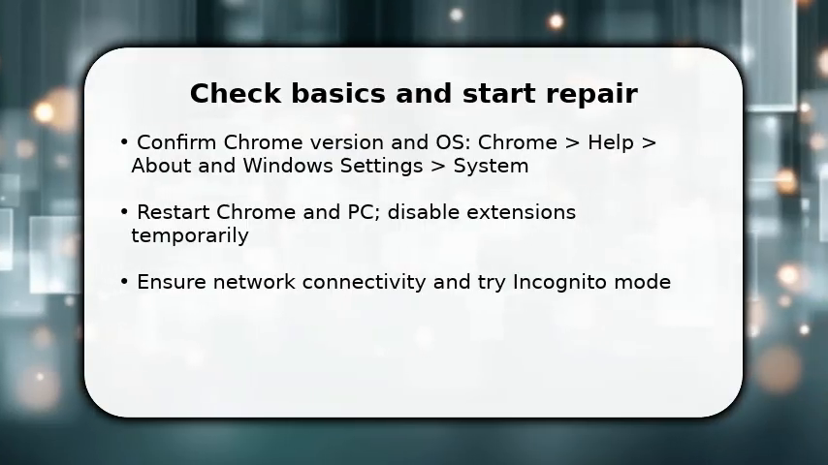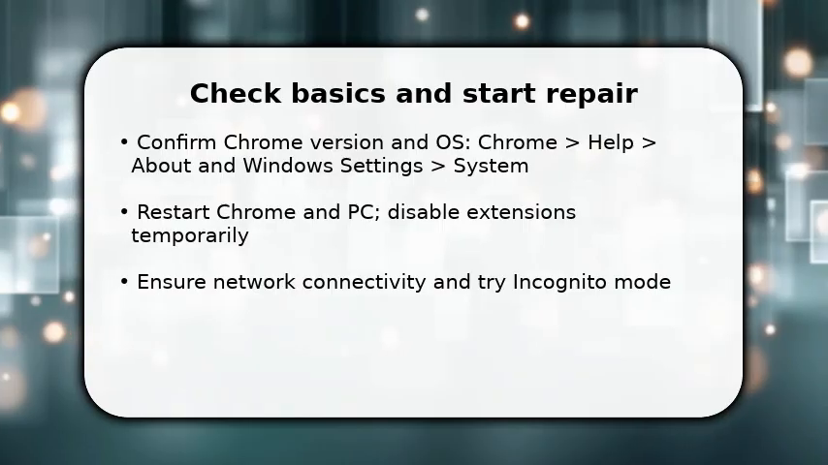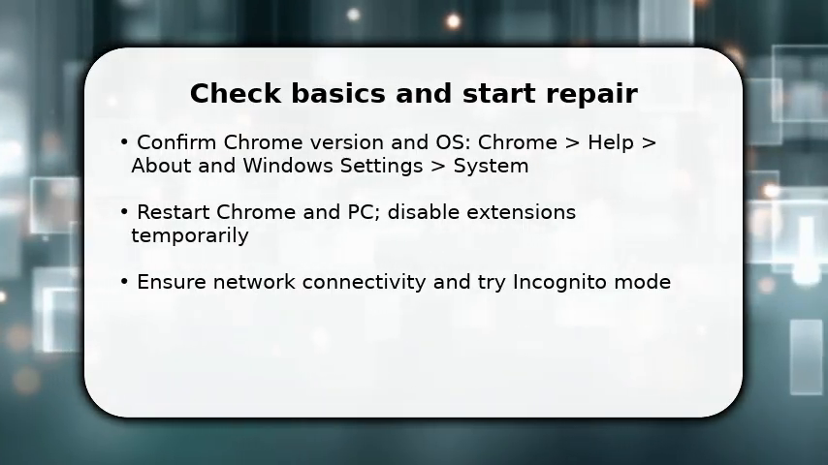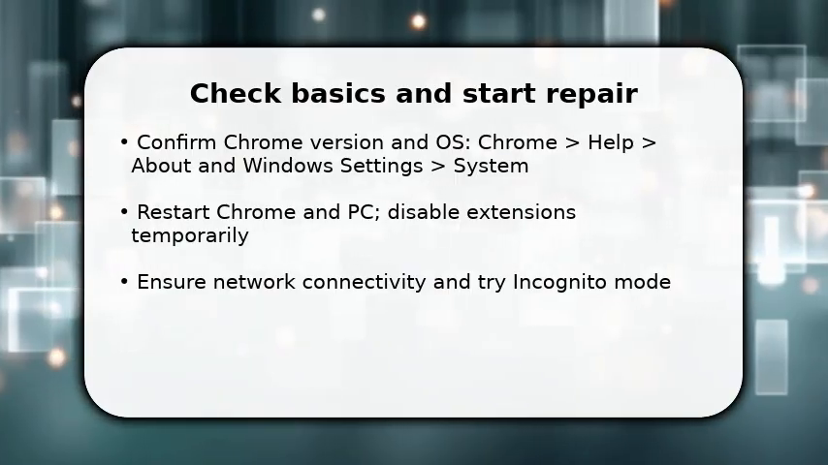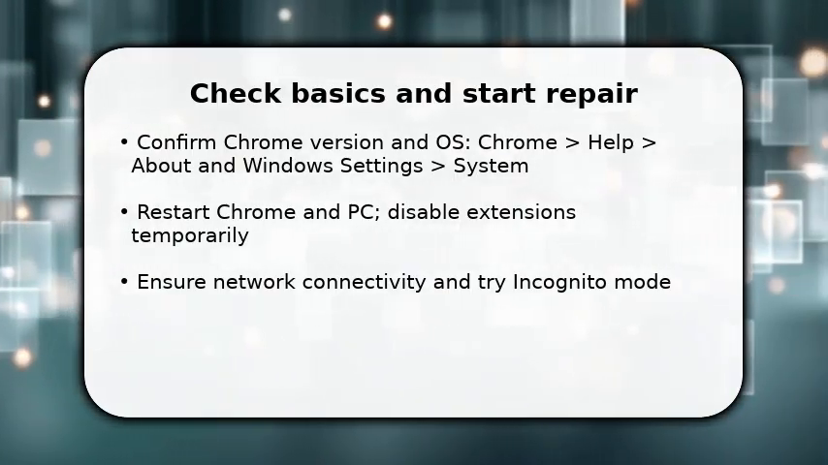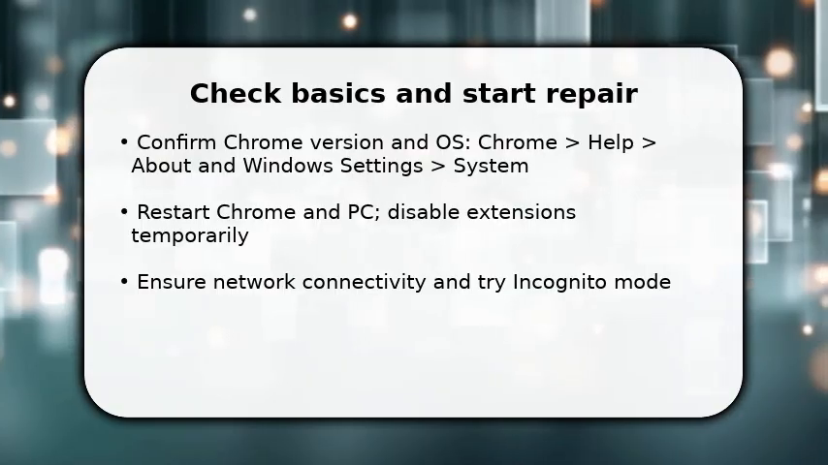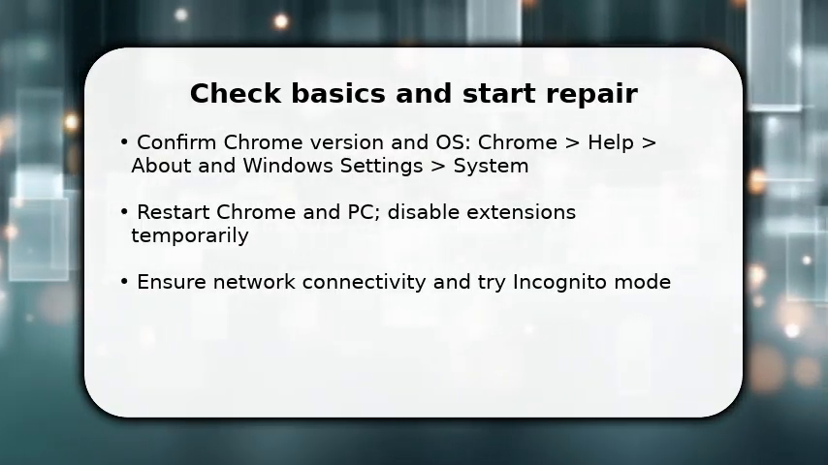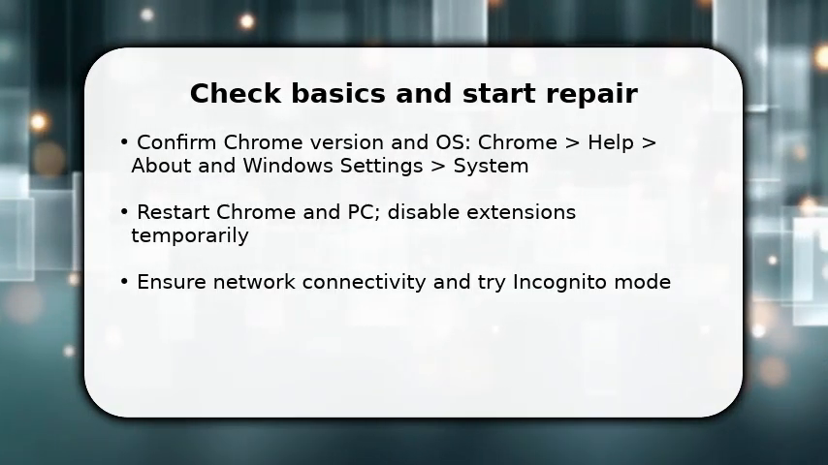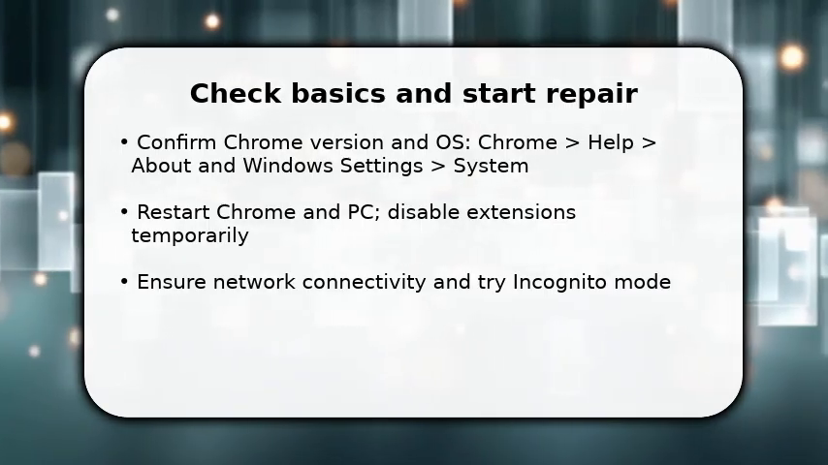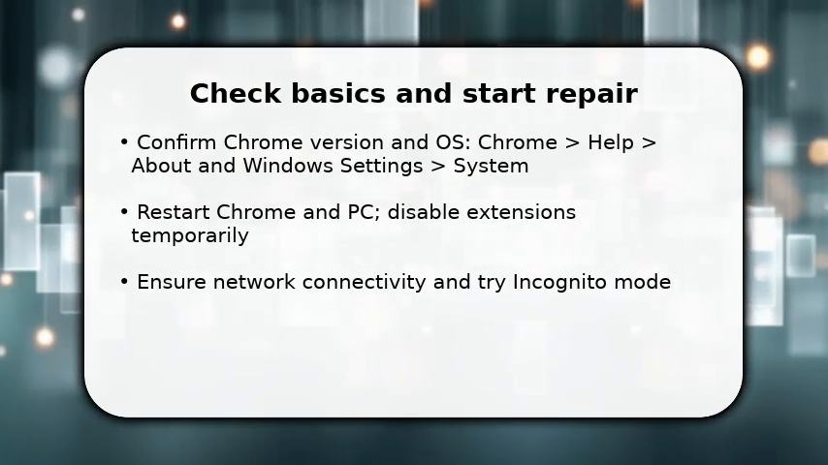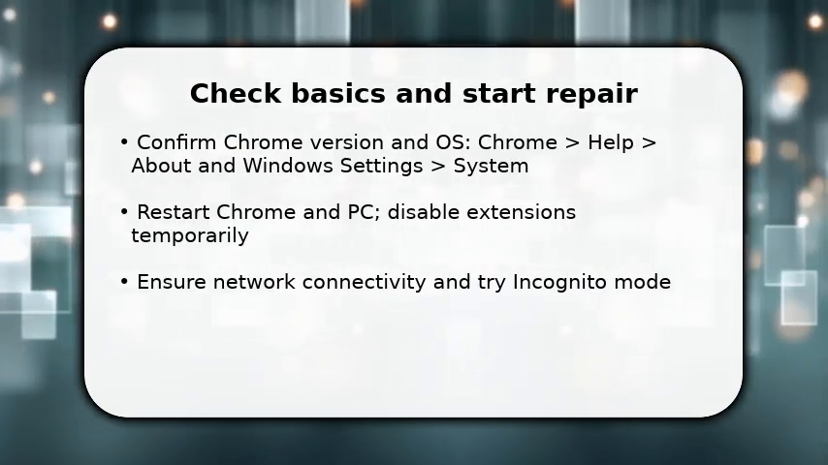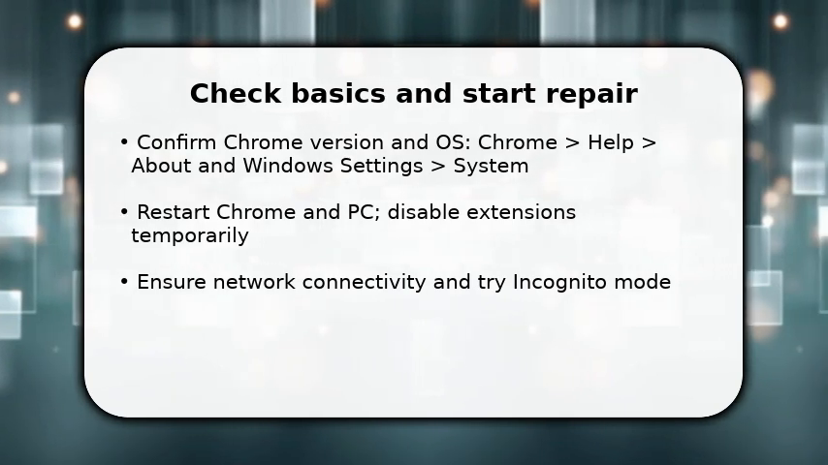You begin by verifying versions and eliminating easy causes. Open Chrome, go to Help, About to check the version. Make sure your PC OS is up to date. Once done, restart Chrome and the computer to clear transient errors, then disable extensions to isolate extension conflicts. Make sure your network is stable and test in incognito mode to bypass cached data. These initial steps narrow the problem fast, so you avoid wasted work on unrelated settings.